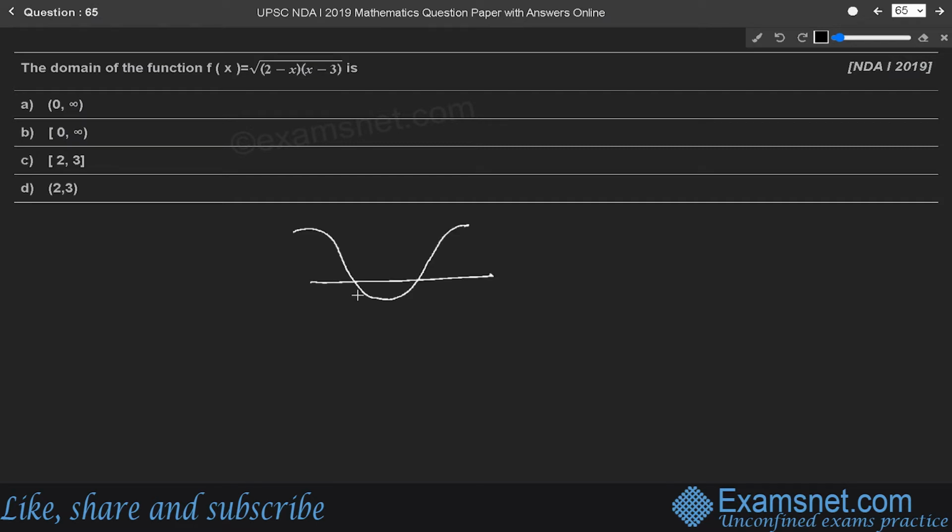For the existence of the given function, 2 minus x into x minus 3 should be greater than or equal to 0. It means that x minus 2 and x minus 3 is less than equals to 0. Therefore, we can say that x will belongs to 2 and 3. So, these are the values 2 and 3. So, correct option for this question is option number C.